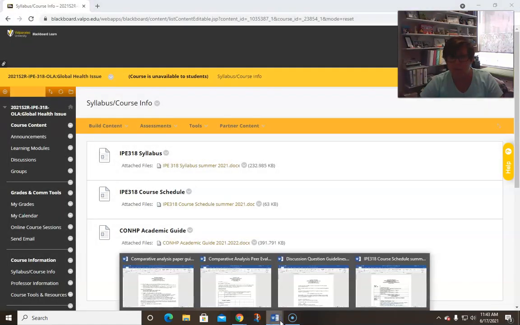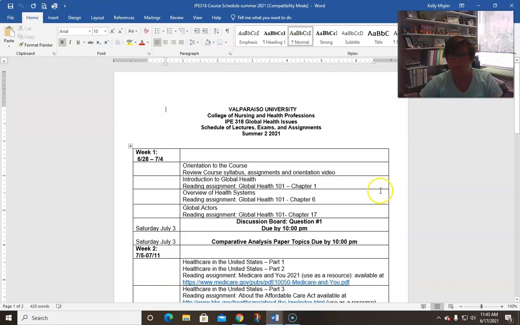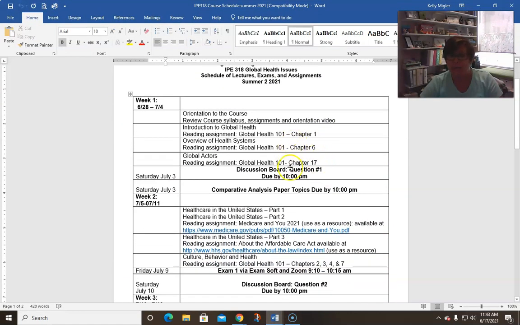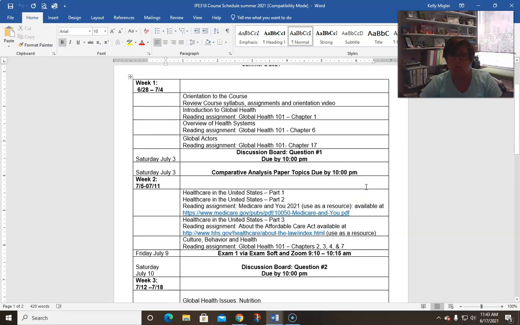The course schedule will contain everything for each week of the course. It will have the readings that are due. There are discussion questions in this course. They are always due on Saturdays by 10 p.m. There is a paper that is due, and we will talk about that in a few minutes. The paper is not due week 1, just your country topics.